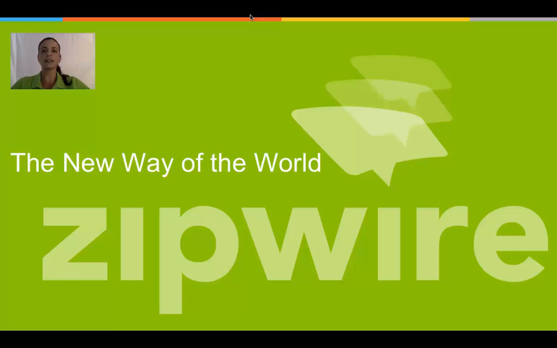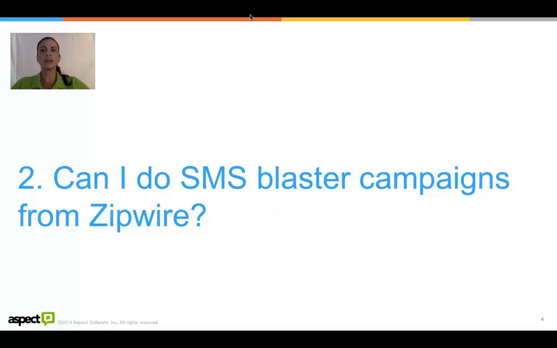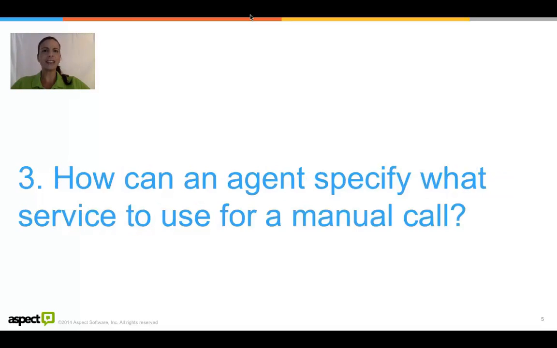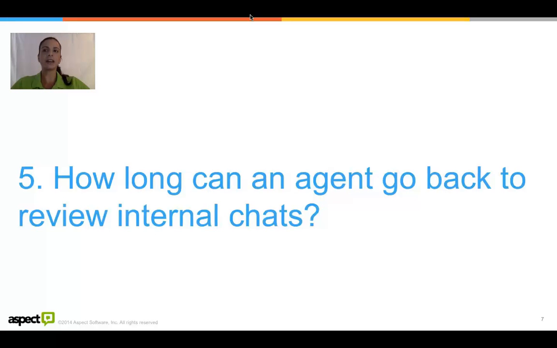By the end of the session, you should be able to answer 5 questions. What options are available for calling party number? Can I do an SMS blaster campaign from Zipwire? How can agents specify what service to use for a manual call? Where does a supervisor start and stop campaigns? How long can an agent go back to review internal chats?